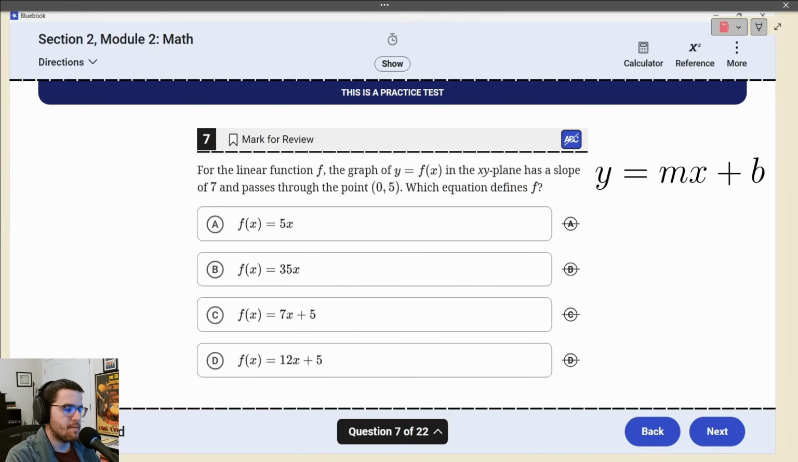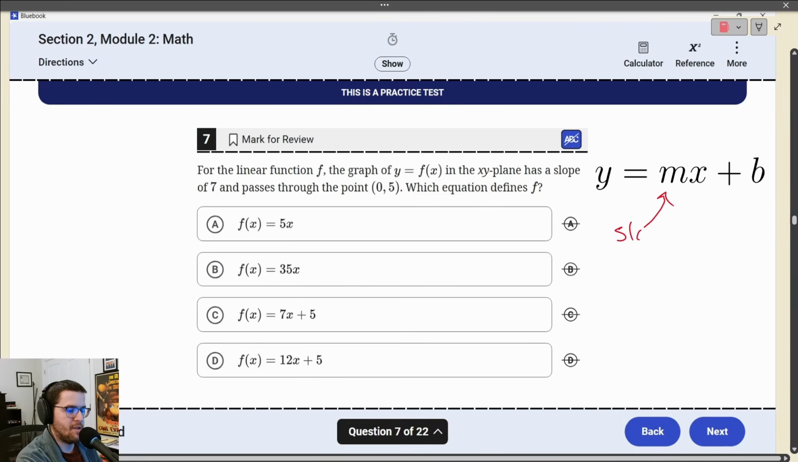Okay, question 7. So for slope-intercept form, that is y equals mx plus b. I have a bunch of shorts going over slope formula and equation of a line. You should definitely go watch those if you got this one wrong or it gave you trouble. So m is the slope, and b is the y-intercept.